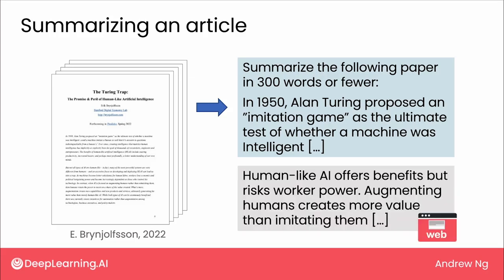It turns out this paper that he had written talks about how human-like AI offers benefits, but there's a lot to be done by having AI augment humans rather than automate. But the point of Brynjolfsson's article on the Turing Trap was he was advocating that instead of having AI automate or replace human work, we should put more effort into having AI complement or to augment human work. And so with a large language model summarizing this long article, I was able to get back on this faster than if I had to read the entire article myself.